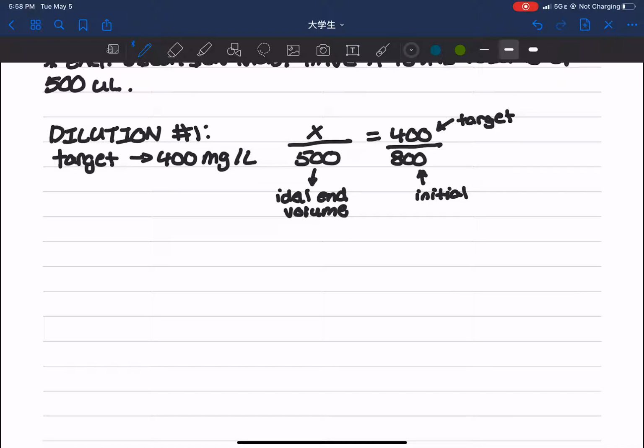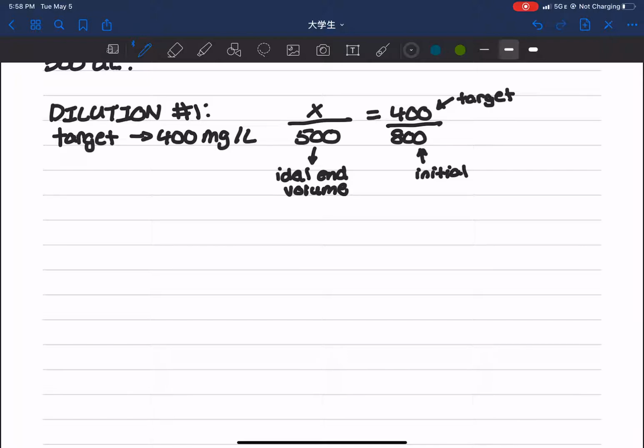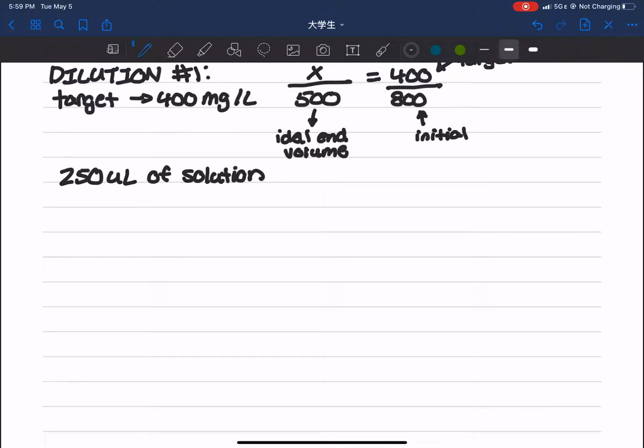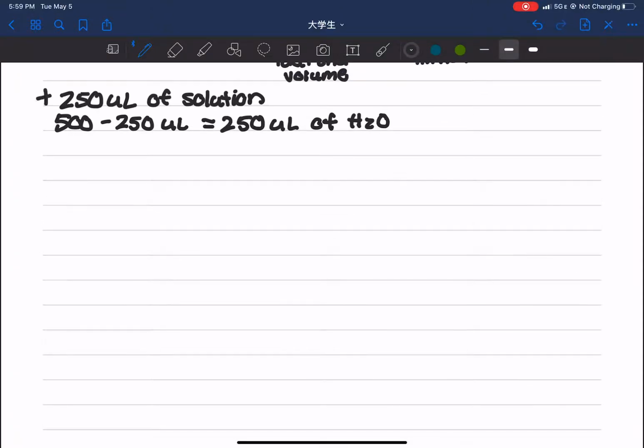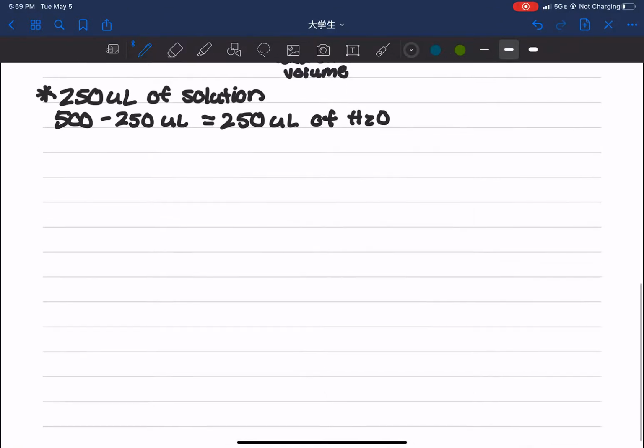So the easy way to do proportions is I would just multiply 500 by 400, and then you can divide by 800. So what that gives me is 250 microliters of solution. And since we have 500 microliters total of solution, we would do 500 minus 250 to find the volume of H2O that we need to add to reach that target of 500 microliters for the final volume.